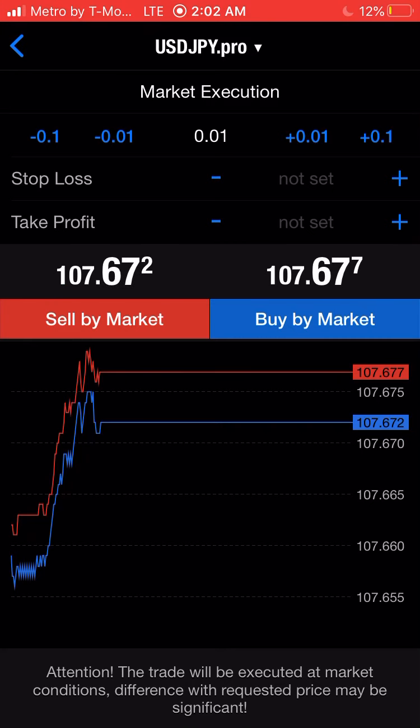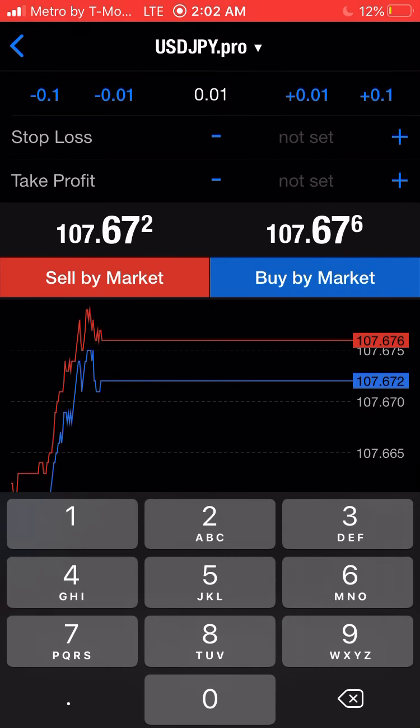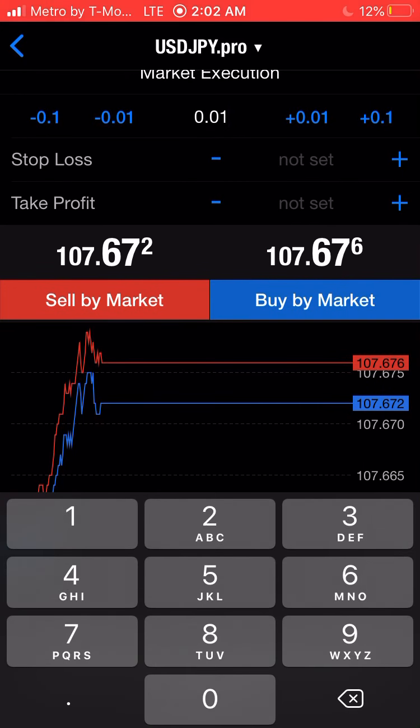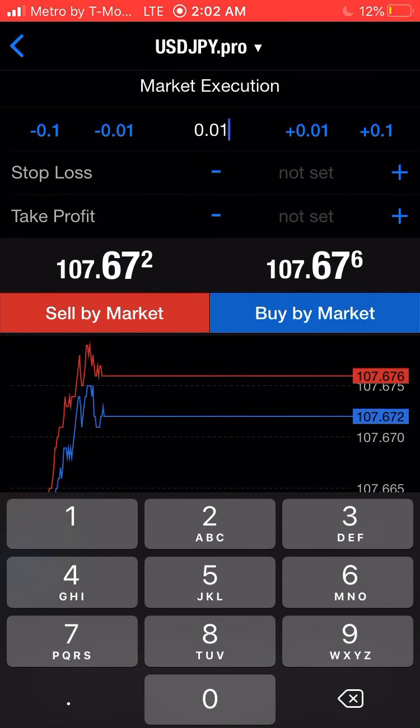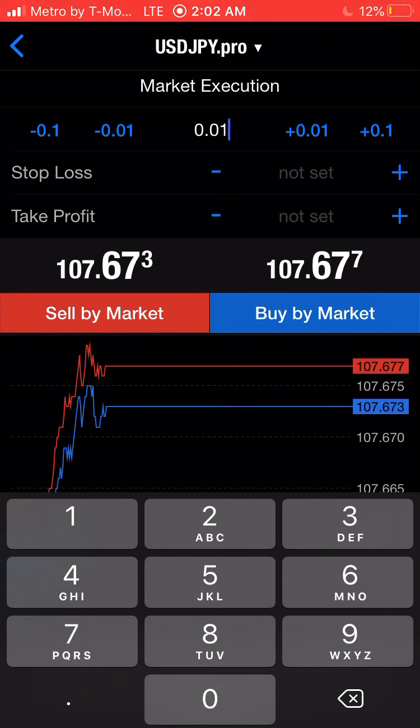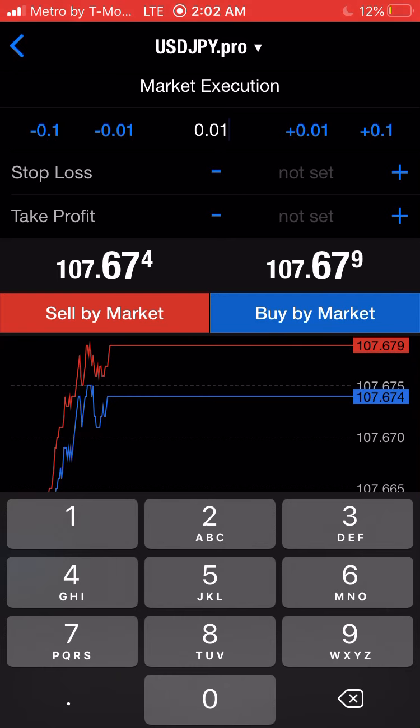And then right here, this is called our lot size. A lot size is what we use in the market based on what kind of money we want to make. All right, a lot size is very important when it comes to Forex. This will depend on how much money you are risking and profiting.